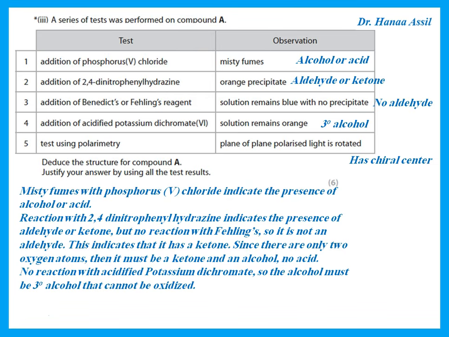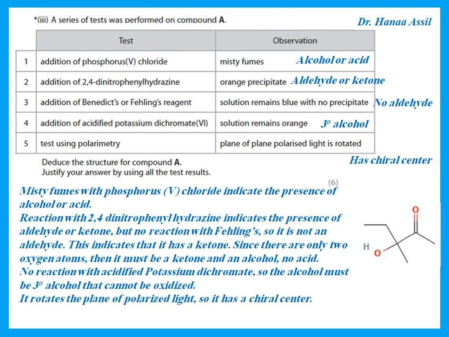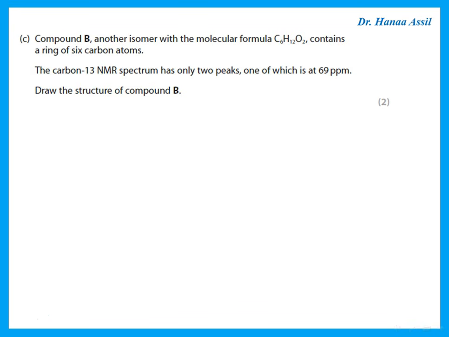Then we had no reaction with acidified potassium dichromate, so the alcohol is a tertiary alcohol that cannot be oxidized, and it rotates the plane of polarized light, so it has a chiral center. So if we look at all of this, this is the kind of structure that we can have. Okay, a tertiary alcohol, ketone, chiral center. So this is the correct structure.